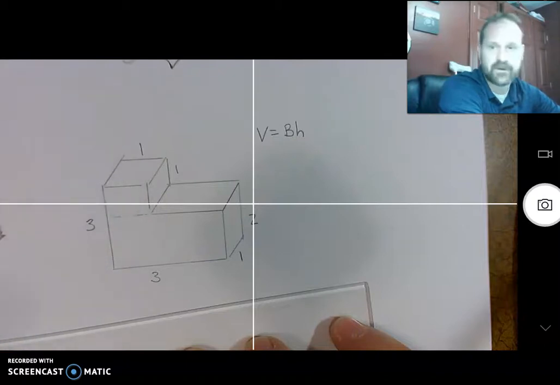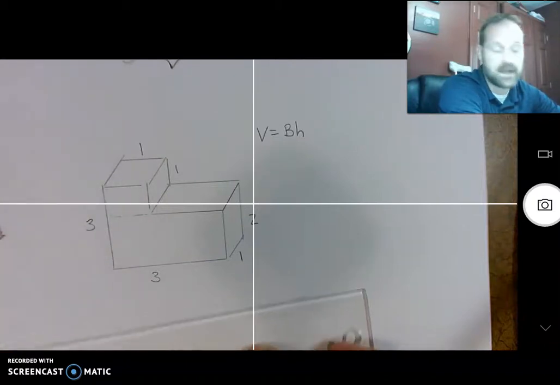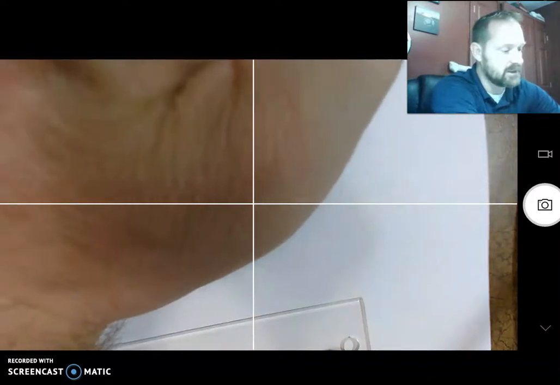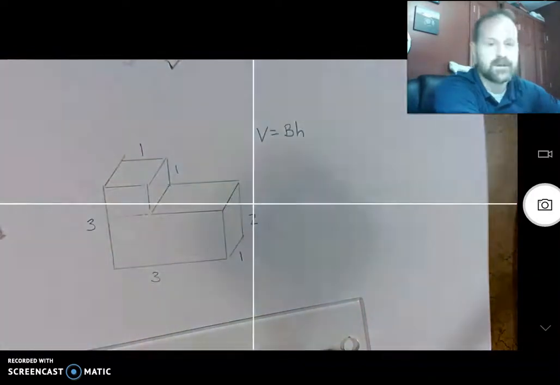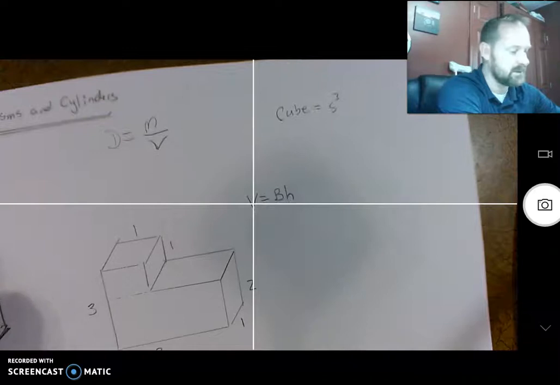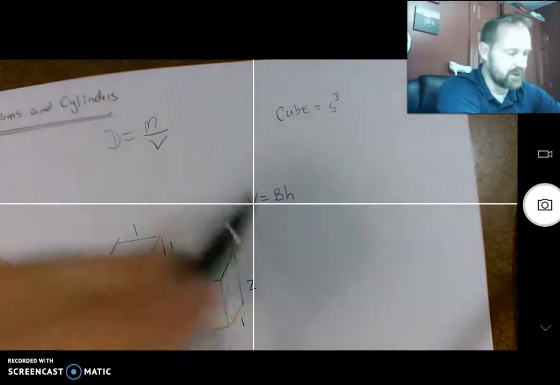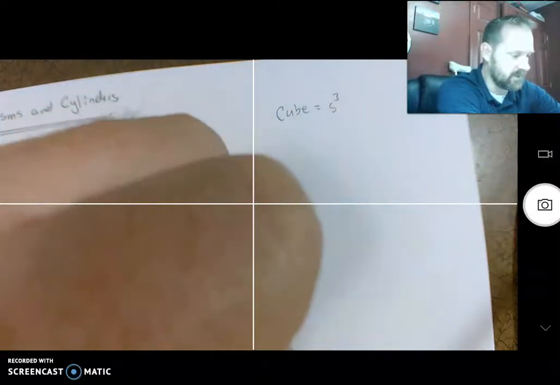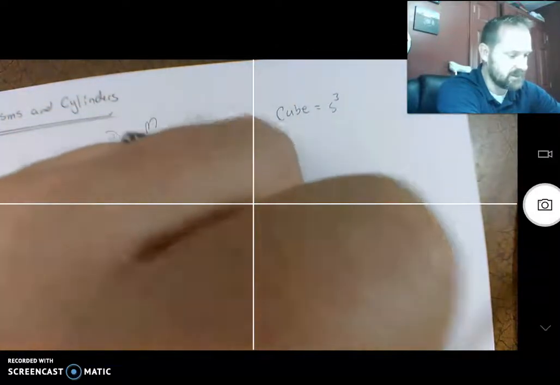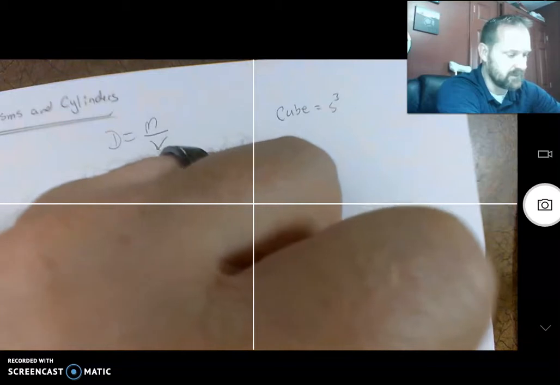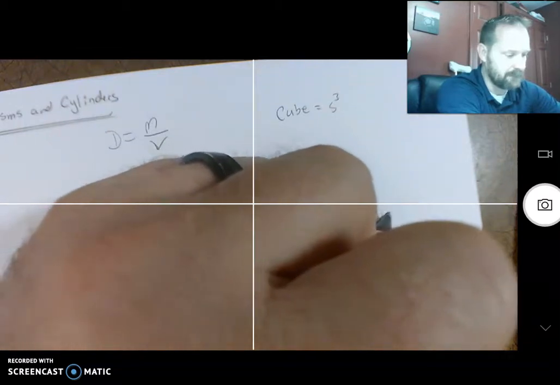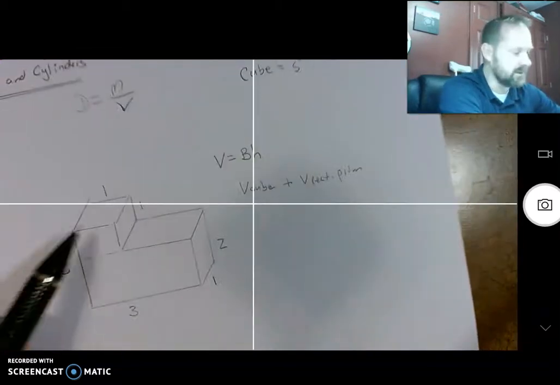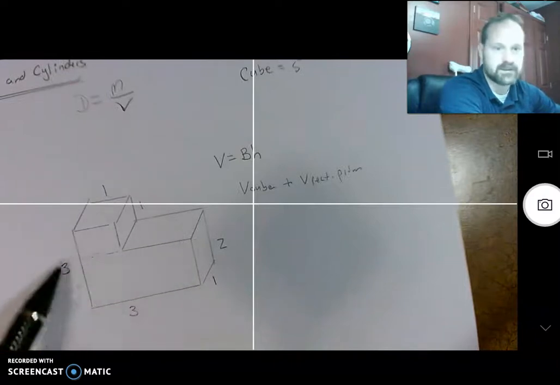Okay, the volume of a cube would be side times side times side. Okay, cube is side cubed. But that's not all. We could also use our formula here. So the formula here is going to be volume of cube plus volume of rectangular prism. Okay, so it's going to be this one plus this one.